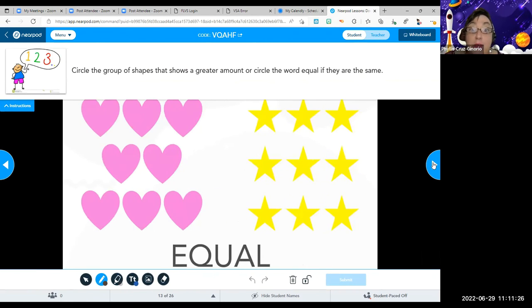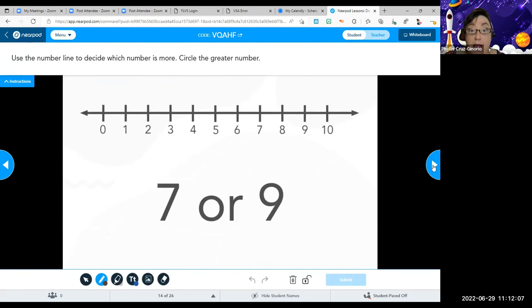All right, guys. The next one you practice on your own. It says, let me read the directions so you're sure. Circle the group of shapes that shows a greater amount. Or circle the word equal if they are exactly the same. What's the first step again? Yeah, count. You may count up each side to know what the number is, and then you can decide if one is greater than the other group, okay? You can also tell if they're equal if you have the same exact number on both sides, but you won't know until you count. So make sure you count. Okay, practice that on your own.